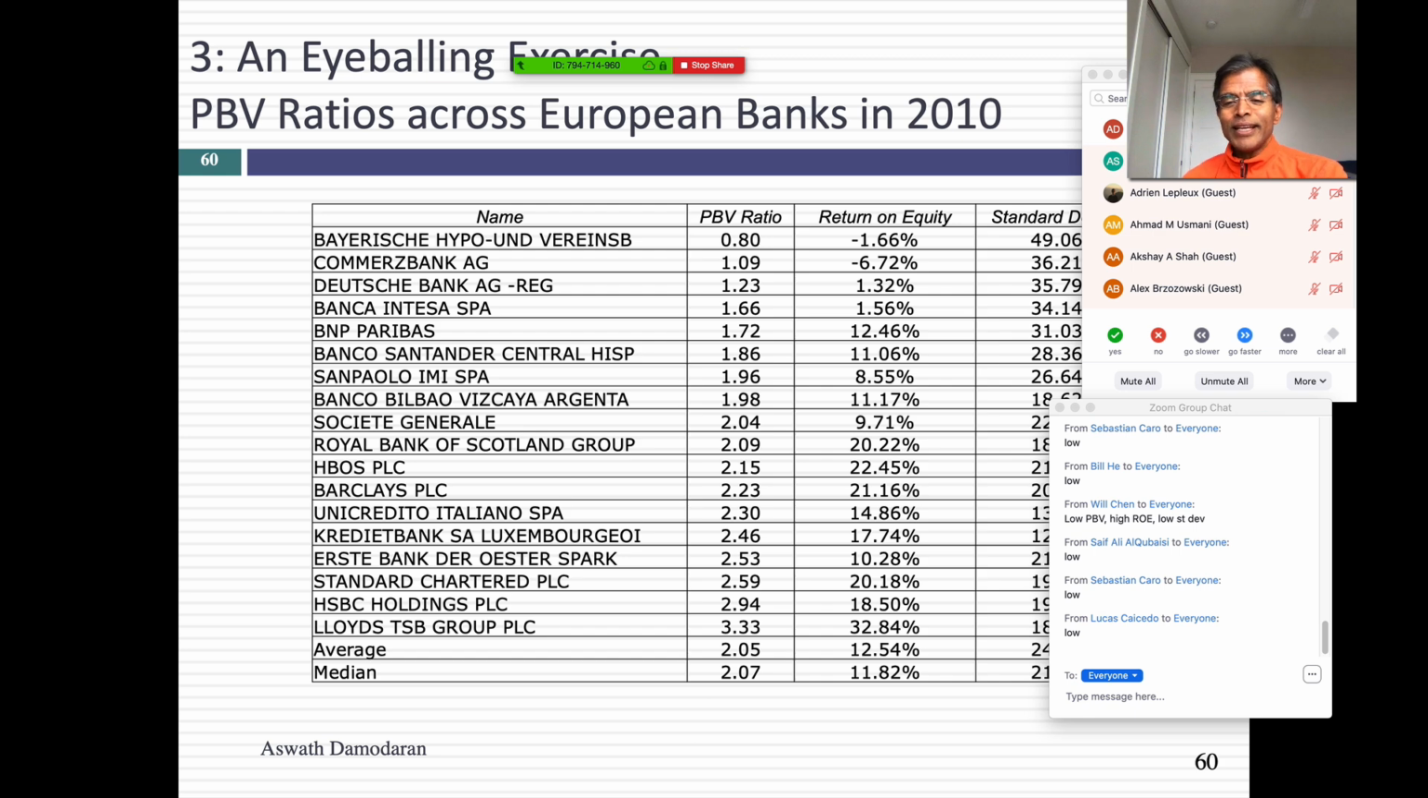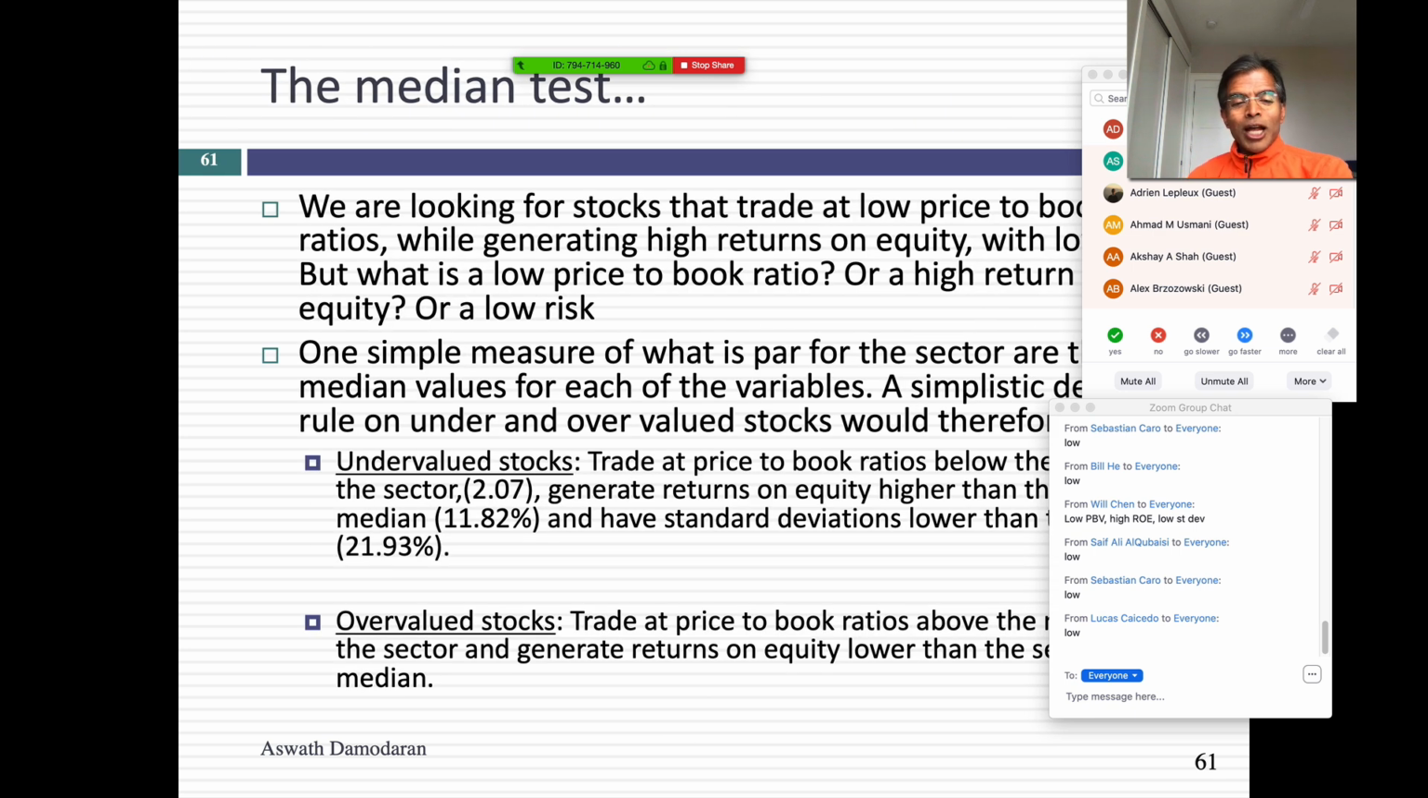Okay. Well, I'll give you one way in which you can eyeball the data. You can compute the median values for each, and here's what you can look for. You can look for stocks that trade at a price to book ratio less than the median for the sector, but have returns on equity that are higher than the median and standard deviation that is lower. In other words, you use the median as your base. But you can see already that this can get tiresome if I give you 100 banks. Can you imagine eyeballing the data of which is higher, which is lower?